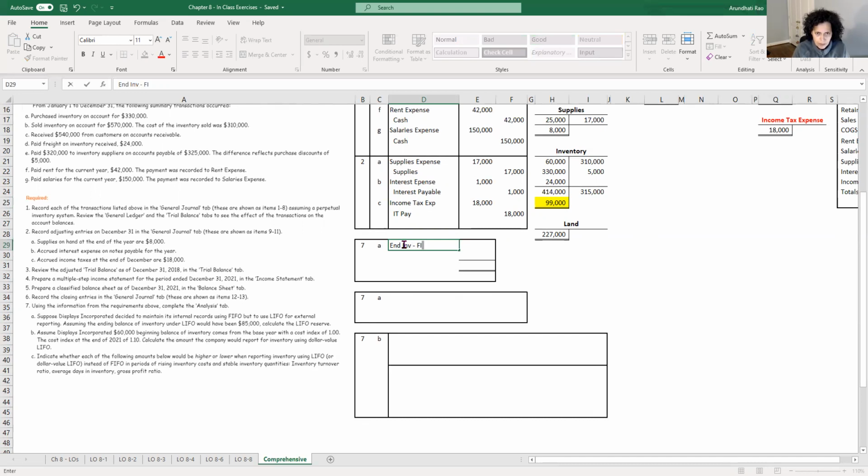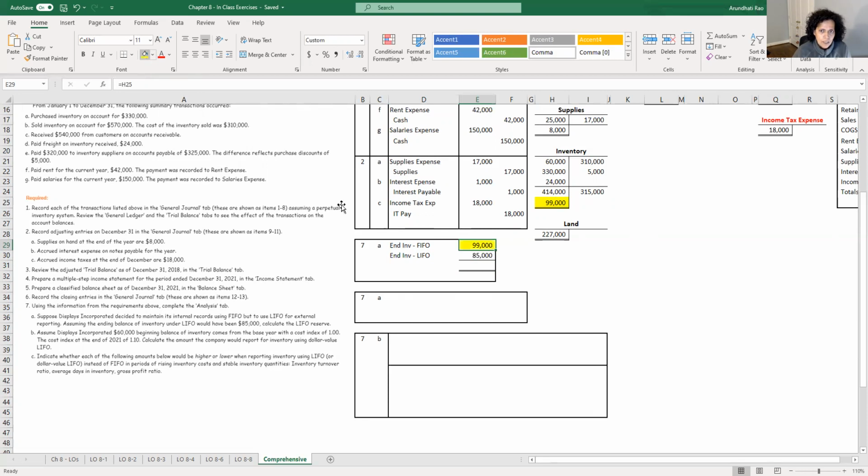I'm just going to write FIFO. They've told me this number, I know this number. This number is the 99,000. Now they're telling me they want me to come up with ending inventory using LIFO. And they've told me this number should be 85,000. Okay, so they've given me this number.